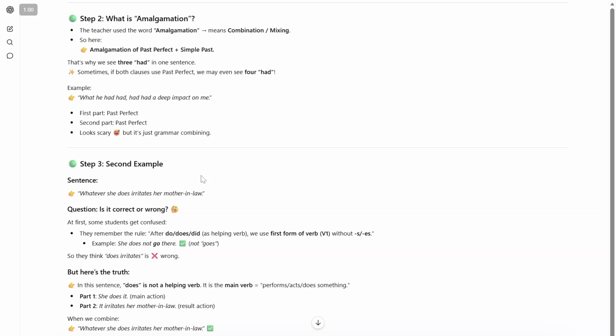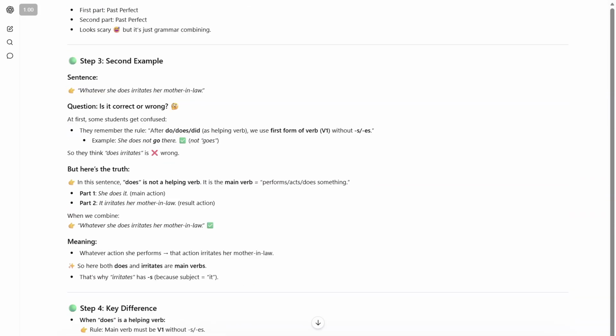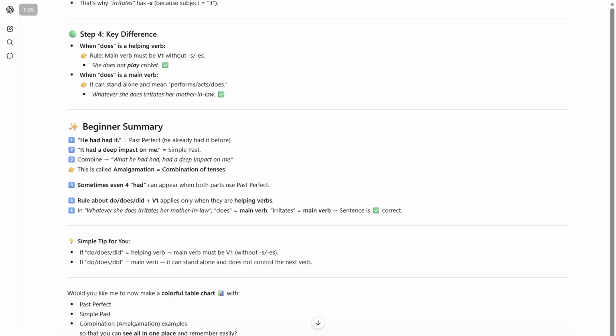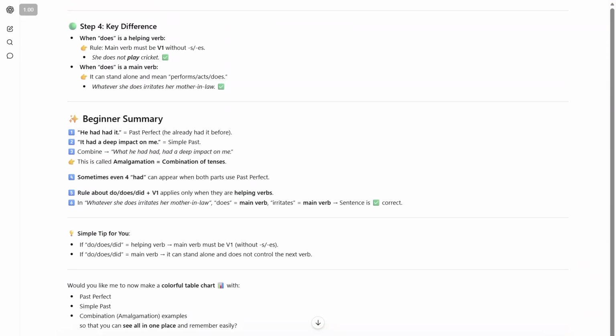Step 4, key difference. When does is a helping verb, rule, main verb must be V1 without s or es. She does not play cricket. When does is a main verb, it can stand alone and mean performs, acts, does. Whatever she does irritates her mother-in-law.